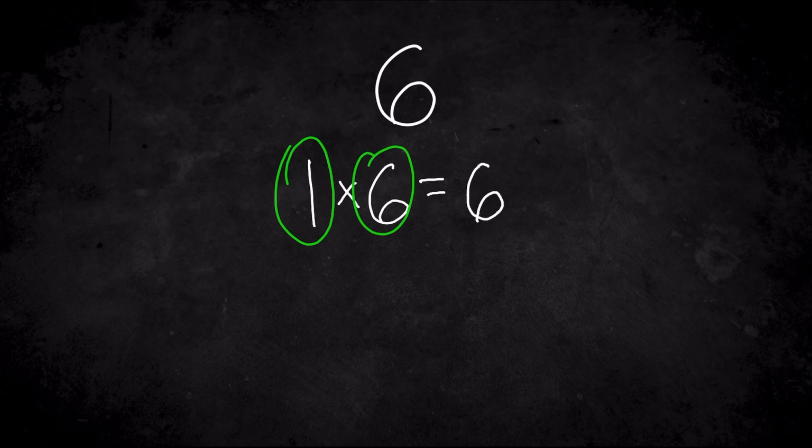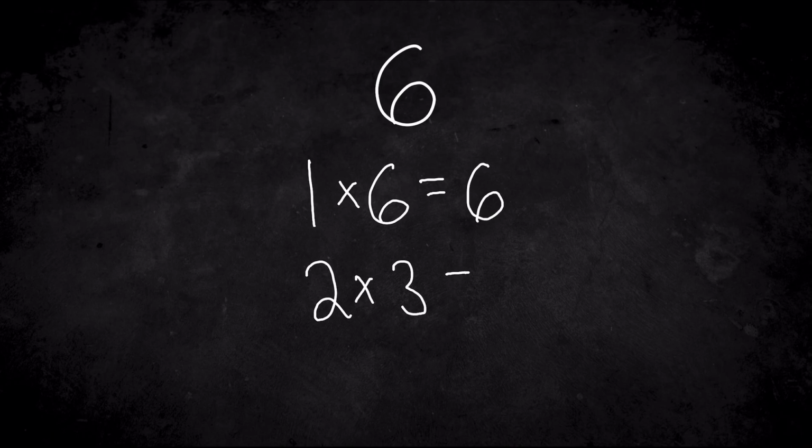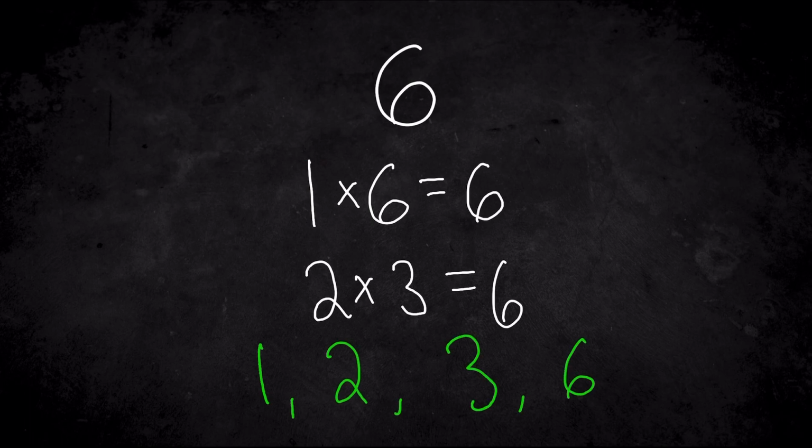So let's say we have this number 6. 1 times 6 equals 6. Now, 1 and 6 are both factors of 6, right? For every number, they all have a factor of 1 and itself. Another two factors could be 2 times 3 equals 6. So, if we look here, the factors of 6 are these numbers. So that means 1, 2, 3, and 6 are all factors of 6.